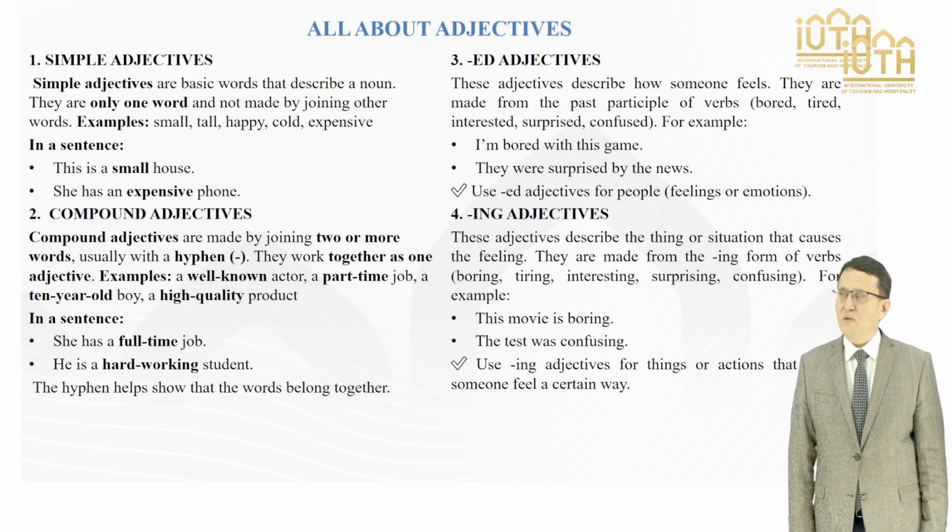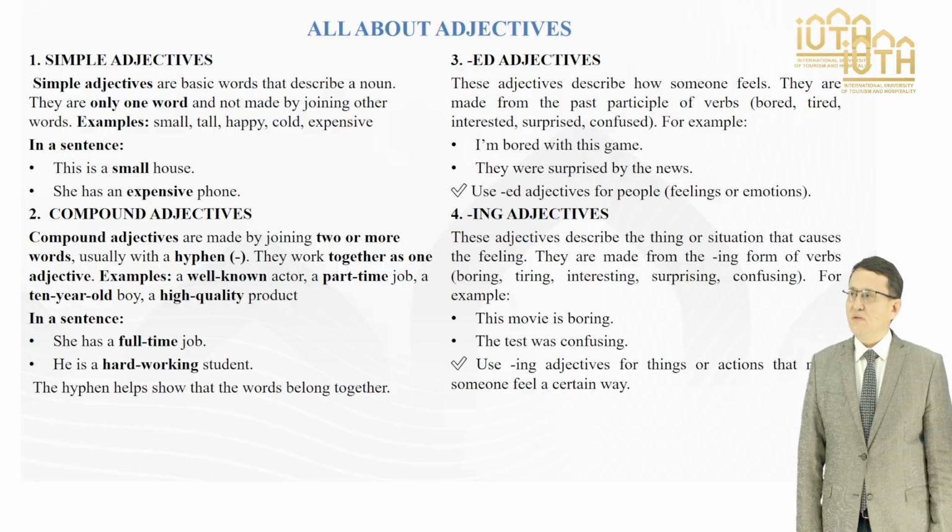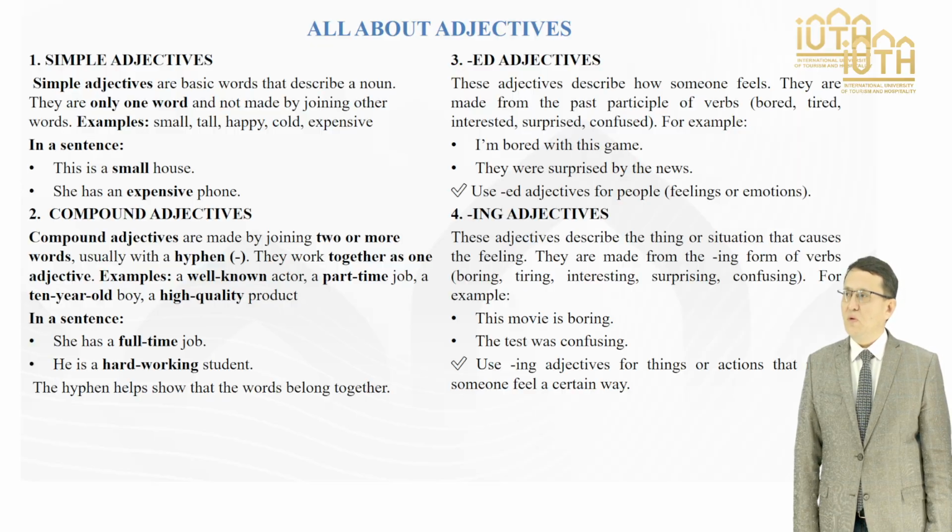And we have compound adjectives. Compound adjectives are made by joining 2 or more words, usually with a hyphen. They work together as one adjective. Examples: well-known, part-time, 10-year-old, high-quality.